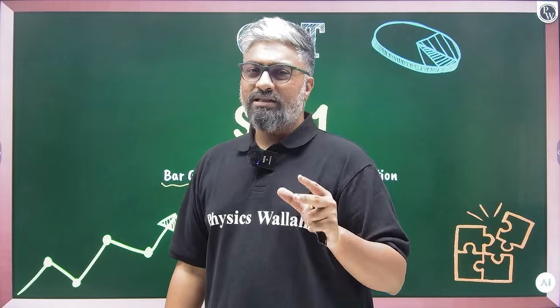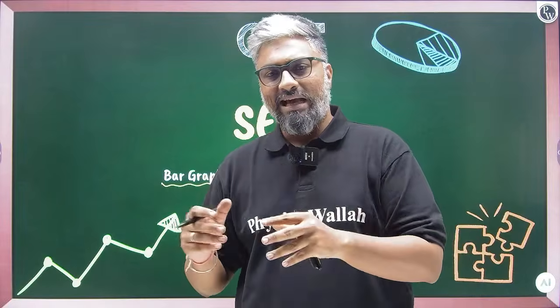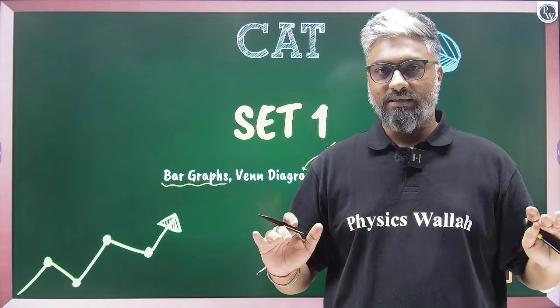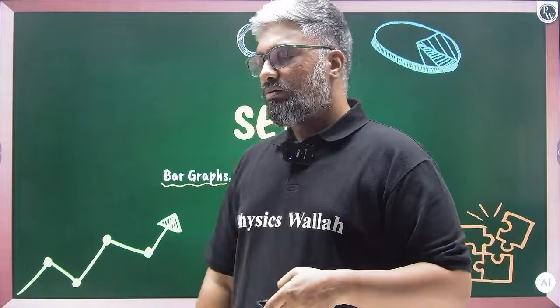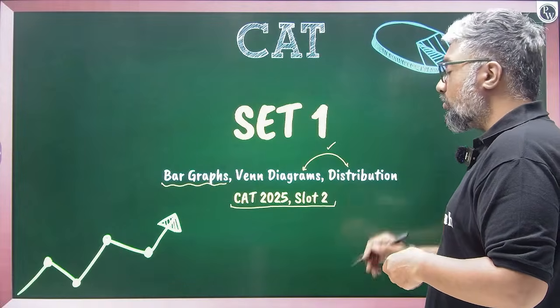Simple understanding. Instead of giving you a very lengthy text of all the information, they've put the data in terms of bar graphs. That's it. And to add to it, this is actually a CAT 2025 slot 2 question.